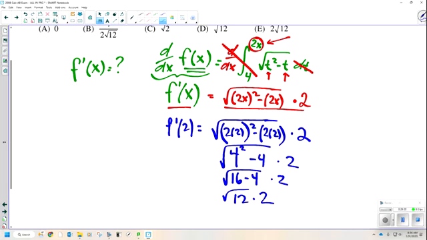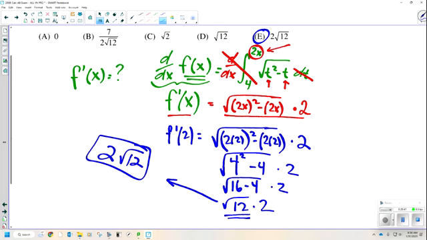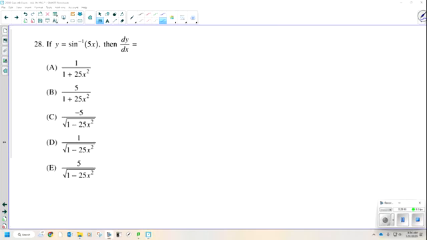I mean, you can. I should say you can. I can simplify this radical and reduce it. But look, this is going to end up being 2 times the square root of 12. The square root of 12 is in some of these answers, so don't reduce it. In fact, it's choice E, and that's our answer to 27.